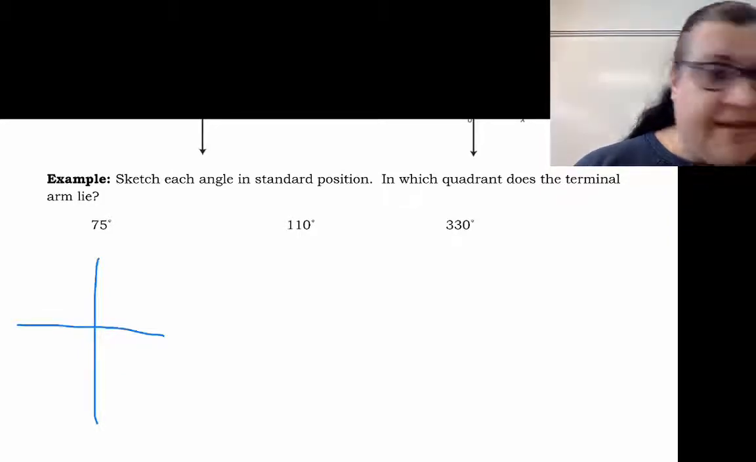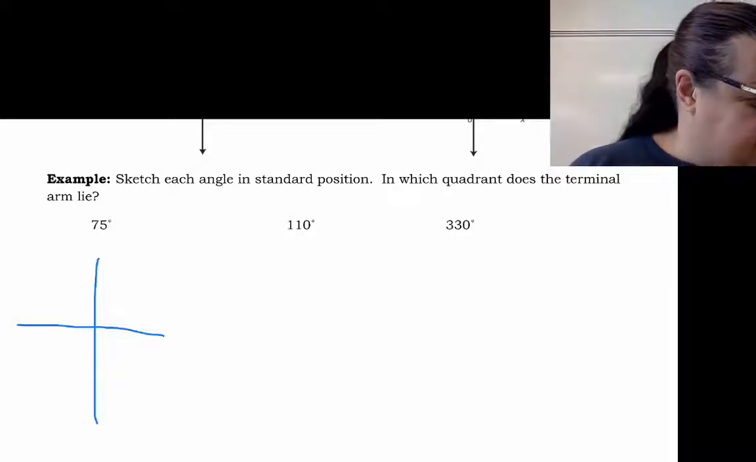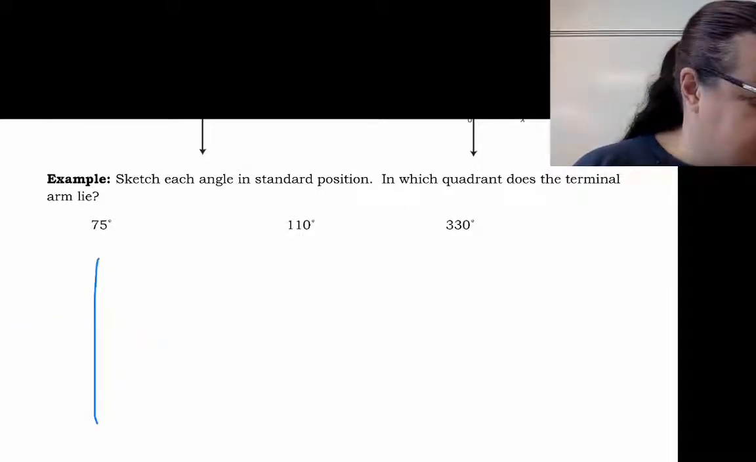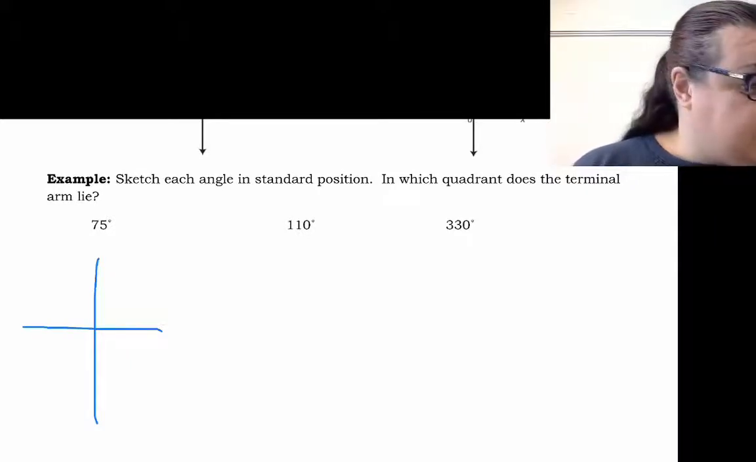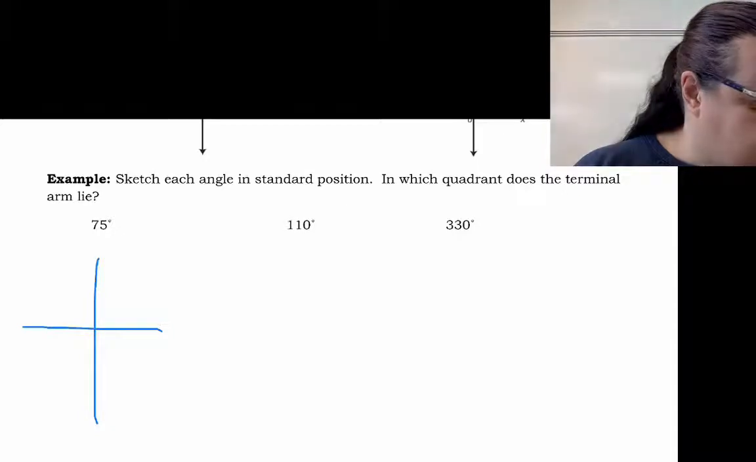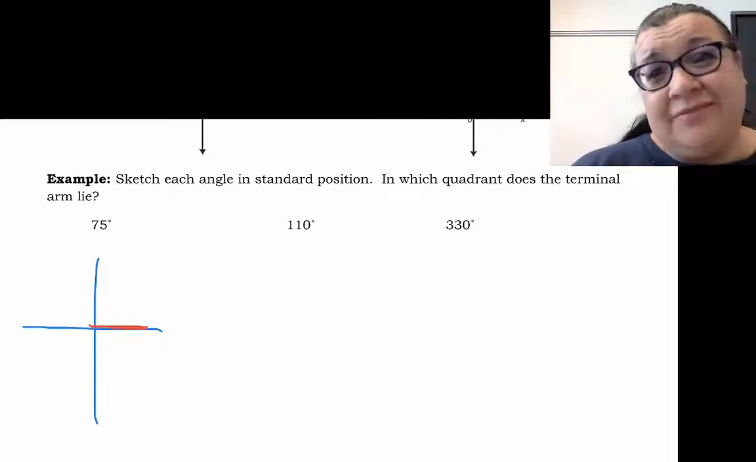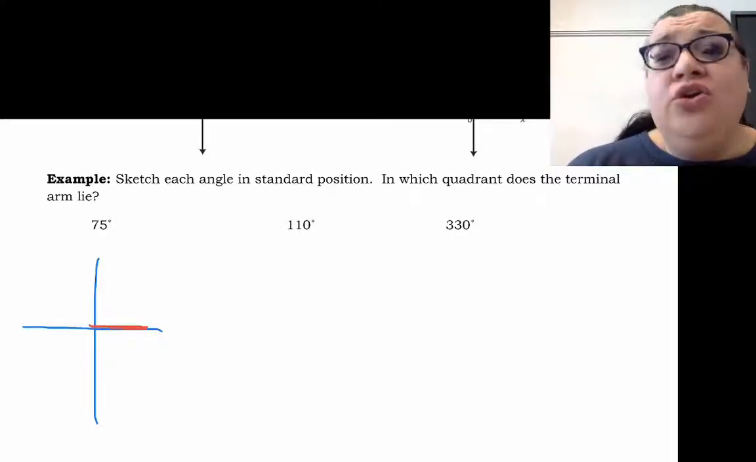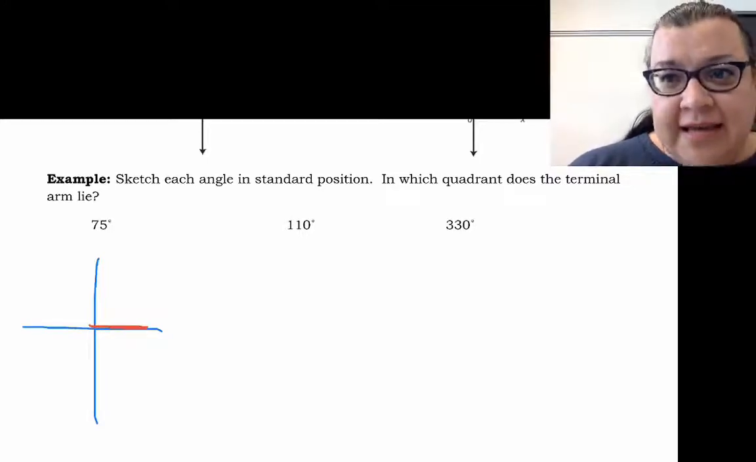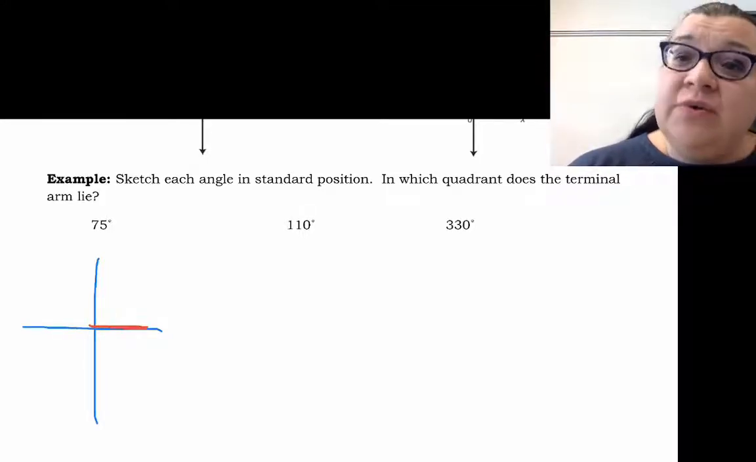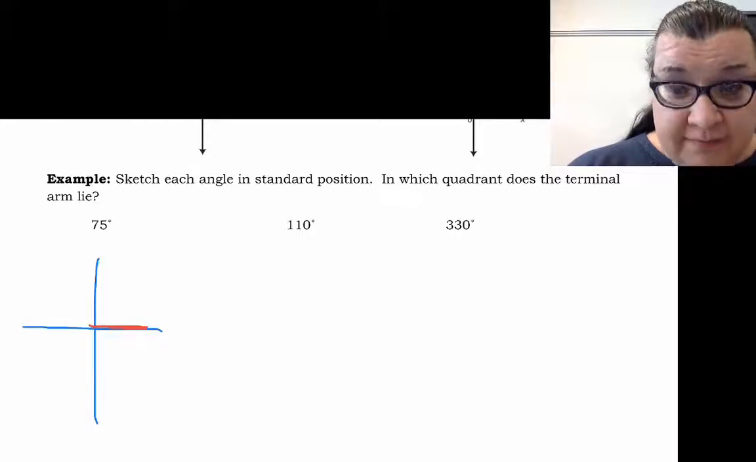And I'm using a new stylus for the first time, so I'm not always great yet drawing my lines. Well, there, that's a little bit better. Okay, so remember, your terminal arm or your initial arm is always going to be here on the x-axis. So a lot of times, or all the time really, guys, you don't actually need to draw your initial arm because it's always going to be on the positive x-axis.